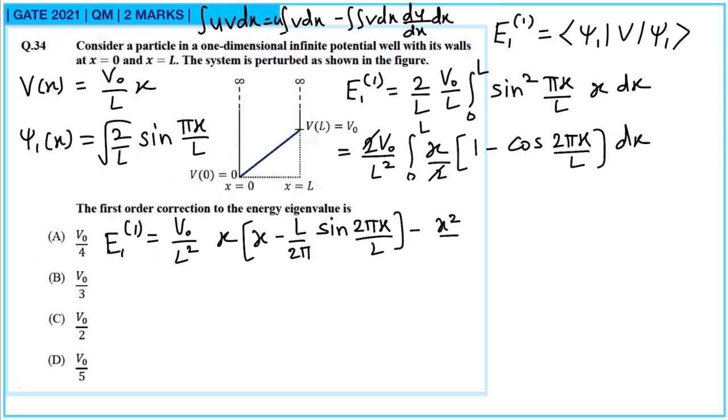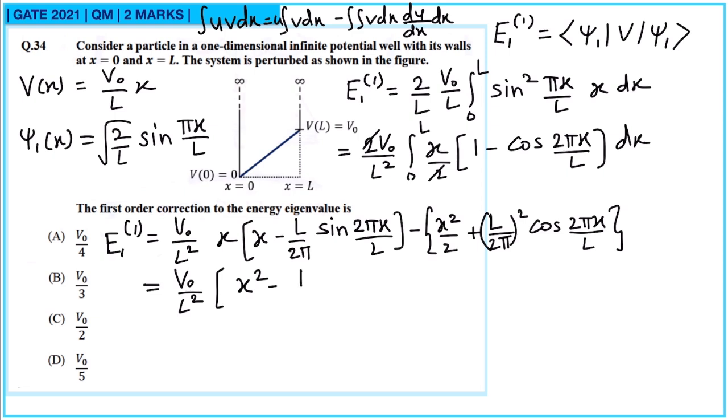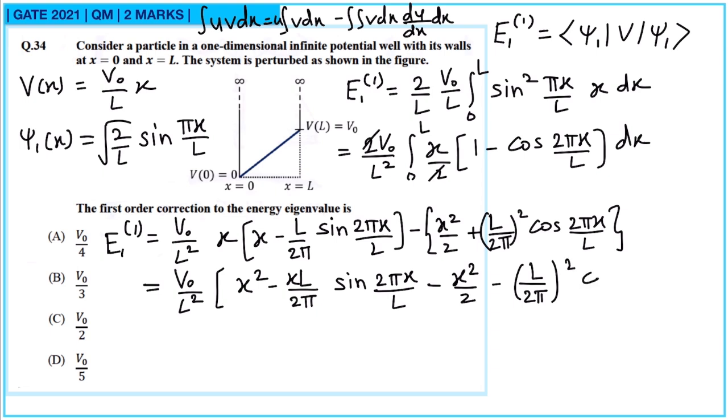So that will be equal to x square by 2 minus, this is L by 2 pi, and integration of the sine function, that will become plus here. So cos 2 pi x by L, and again 2 pi by L, so square of this, into du by dx, which is 1 only, so it will cancel out. So this is the entire integration. So this is equal to V naught by L square, in bracket we have x square minus x into L by 2 pi into sine 2 pi x by L minus x square by 2, and minus minus will become plus. So this will be L by 2 pi square cos 2 pi x by L, and limits are from 0 to L.